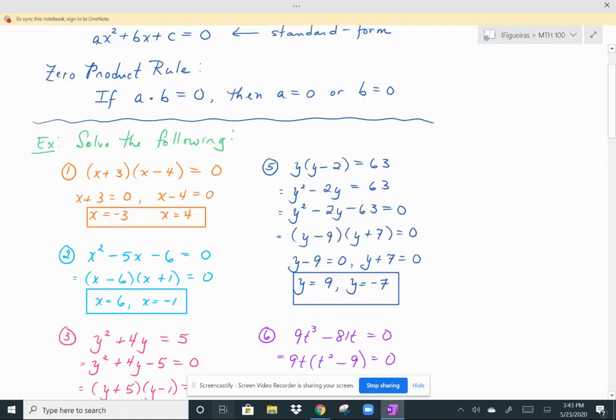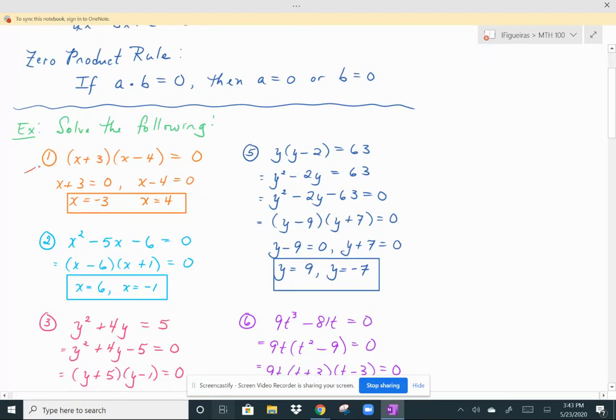So here's our first example. We have x plus 3 times x minus 4 equals 0. So this is not an equation in standard form, but it is already factored for you. So you can go ahead and use the zero product rule, which says that the first factor, x plus 3 equals 0, and the second factor, x minus 4, also equals 0.